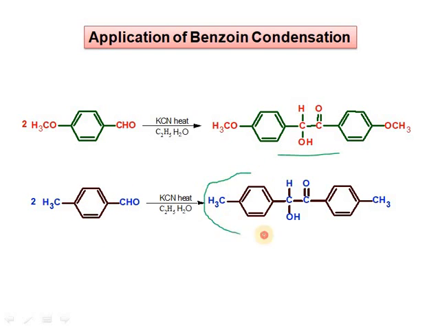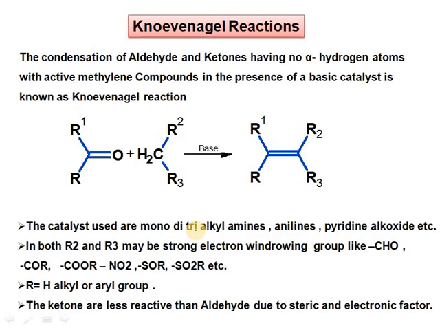So you write the products, very simple, for the application of this benzoin condensation. Two molecules, similarly write left and right here, and these two molecules are joined, one with the carbonyl group and one with the OH group, right? So we can write the products very simply.